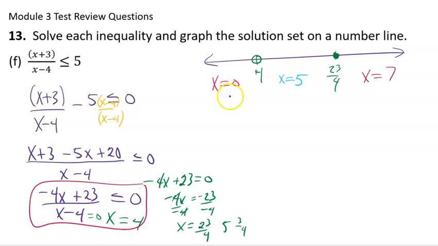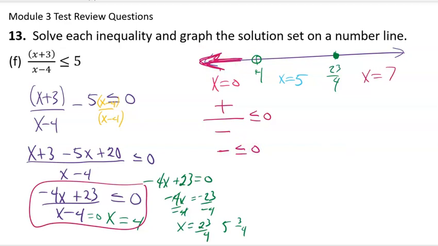All right, so if I plug 0 into this numerator, negative 4 times 0 plus 23 is a positive 23. 0 minus 4 is a negative 4. Is that less than or equal to 0? It is, because a positive divided by a negative is a negative. So this part gets shaded in.